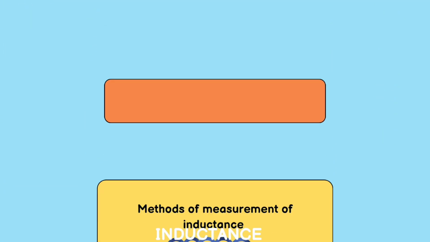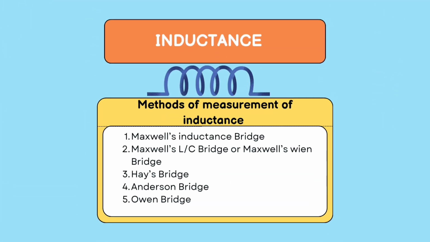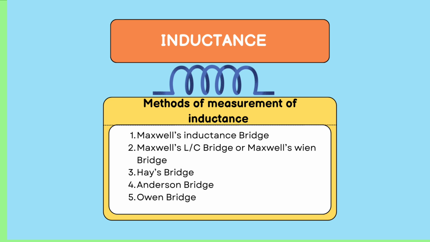The methods used to measure inductance. It lists 5 primary methods. 1. Maxwell's inductance bridge. This is a common method that involves balancing a bridge circuit to determine the unknown inductance. 2. Maxwell's LC bridge, or Maxwell's Wien bridge.